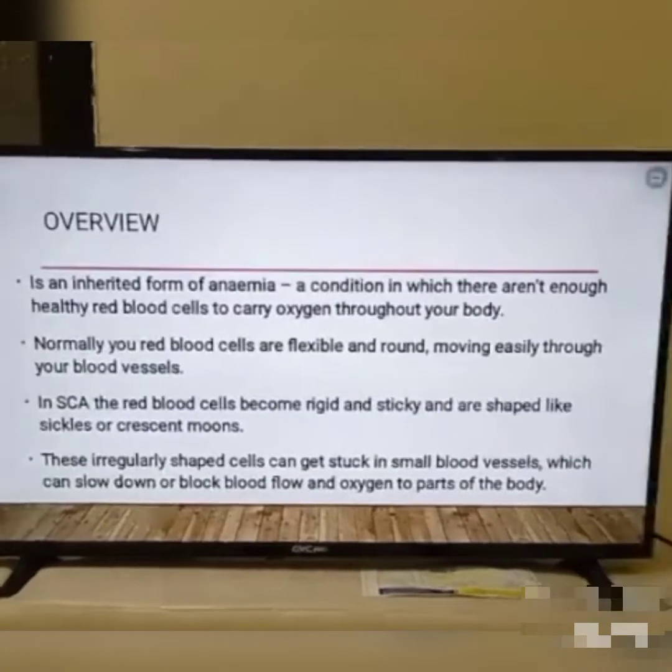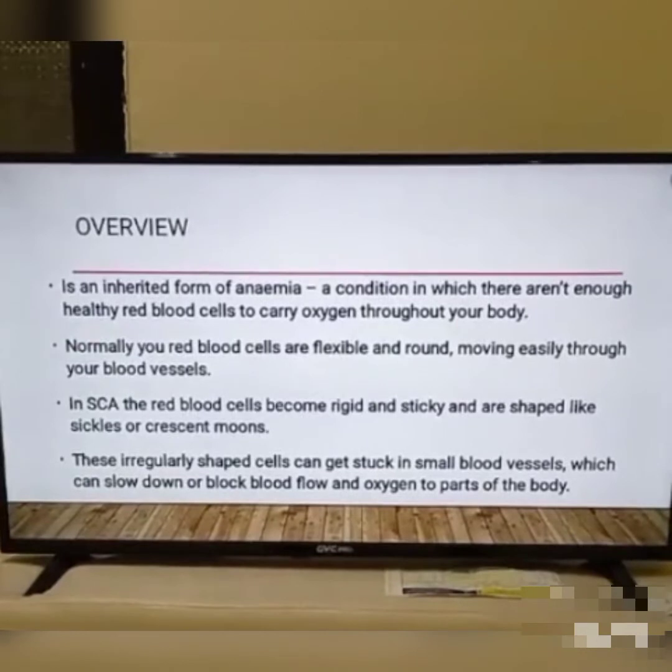sickle cell disease or sickle cell anemia is an inherited form of anemia. Anemia means low blood levels. So when we say anemia, we're talking about the blood level is too low to carry enough oxygen around the body. So a condition in which there aren't enough healthy red blood cells to carry oxygen throughout the body.